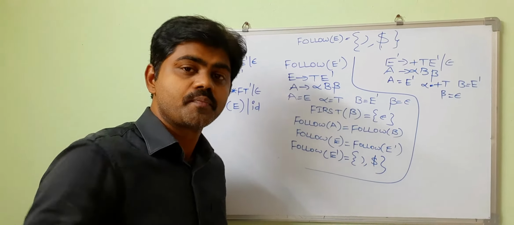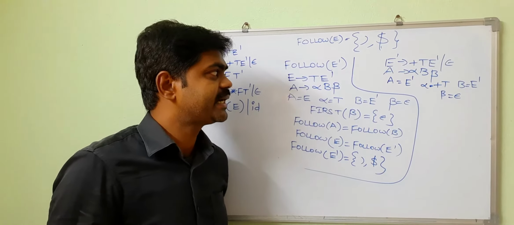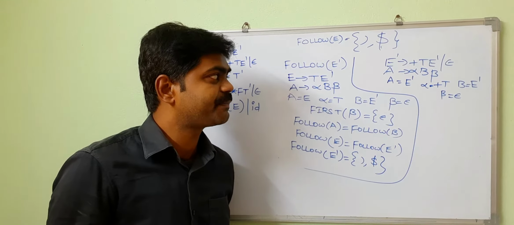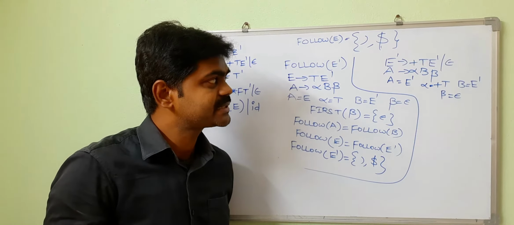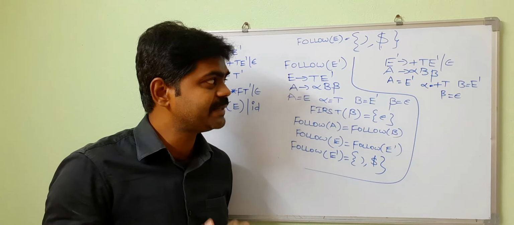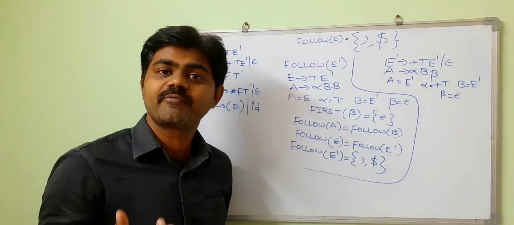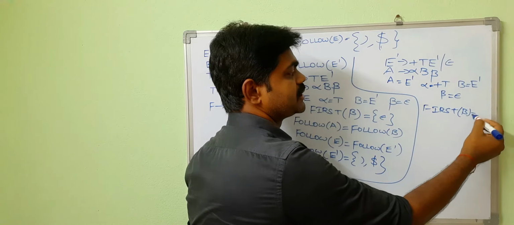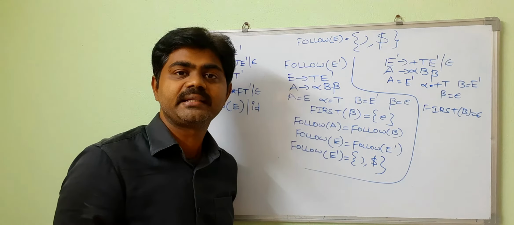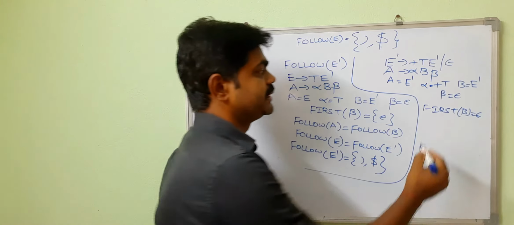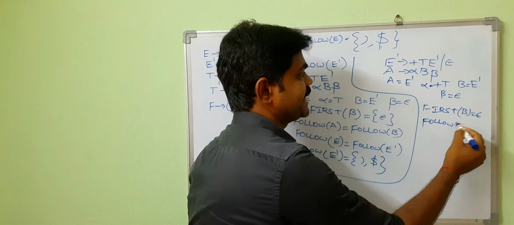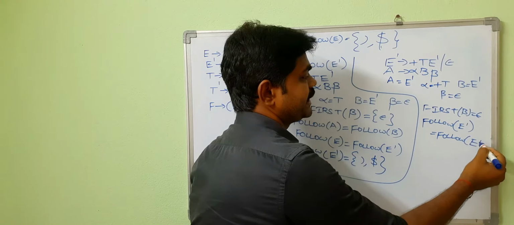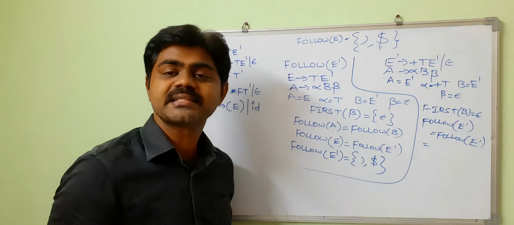If you see here, E dash tends to plus T E dash. So substitute with A tends to alpha B beta. Now A becomes E dash and alpha becomes plus T. Now B becomes E dash. Now beta becomes epsilon. So again first of beta equal to epsilon, and we have rule 3, right? So follow of A equal to follow of B. What is A here? E dash equal to follow of B, which is also E dash. So we already got right parenthesis comma dollar.